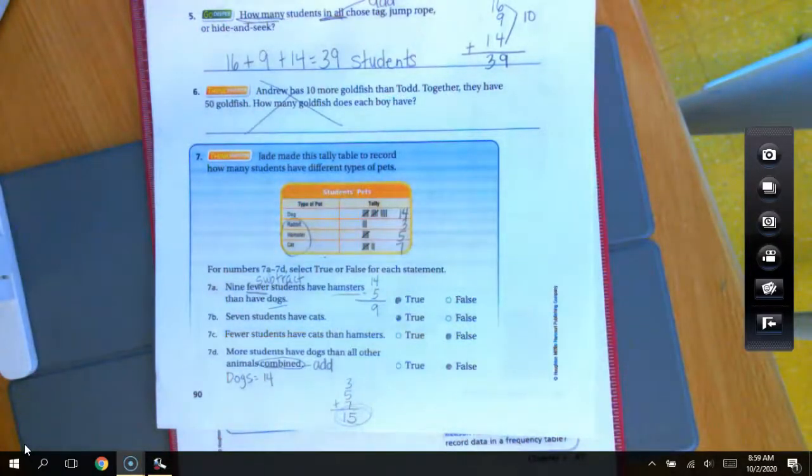Now, I know that's a lot of information, but the information that we did today during our lesson is going to be very important for the rest of the chapter.